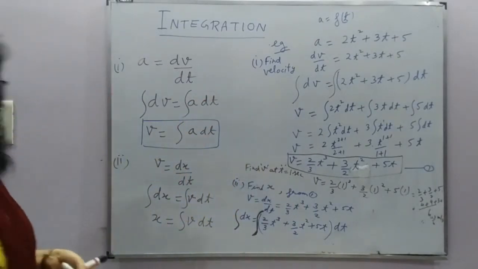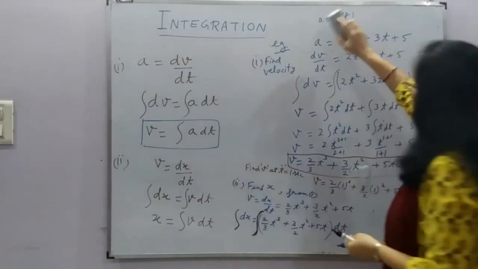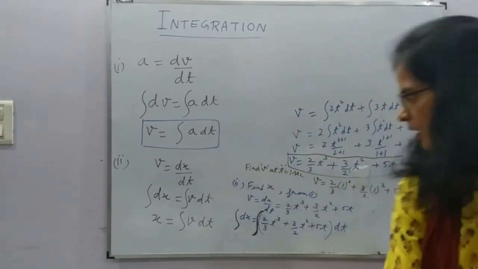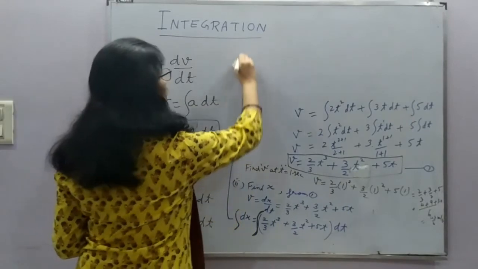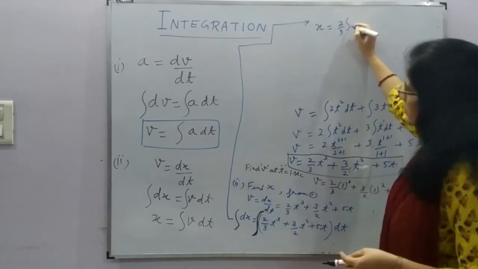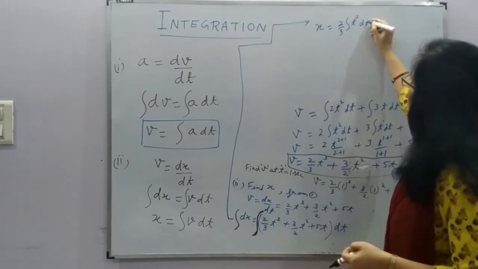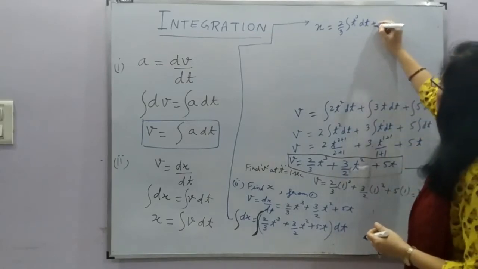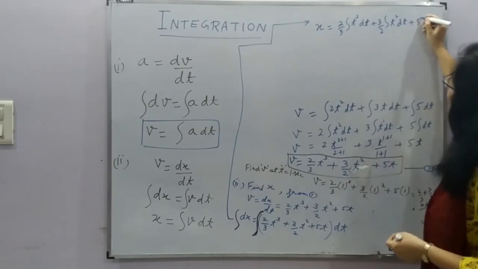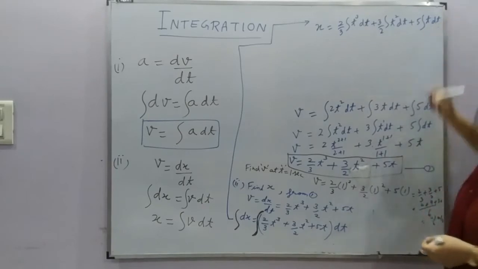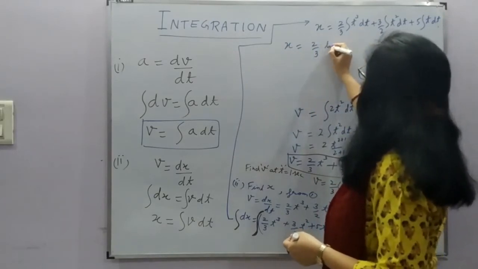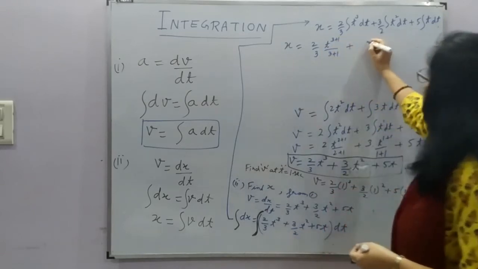Now I need to rub the board for the next part, right? So let's check this part. Now from here, I'm writing here. So integration of dx is x. 2 by 3 can be kept outside the integration sign. So inside this will be t cube dt. Right? And 3 by 2 can also be kept outside the integration sign. So this will be t square dt. Plus 5 can also be taken outside the integral sign, and this will be t dt. Right? So from here, this will be t to the power 3 plus 1 upon 3 plus 1, plus 3 upon 2.